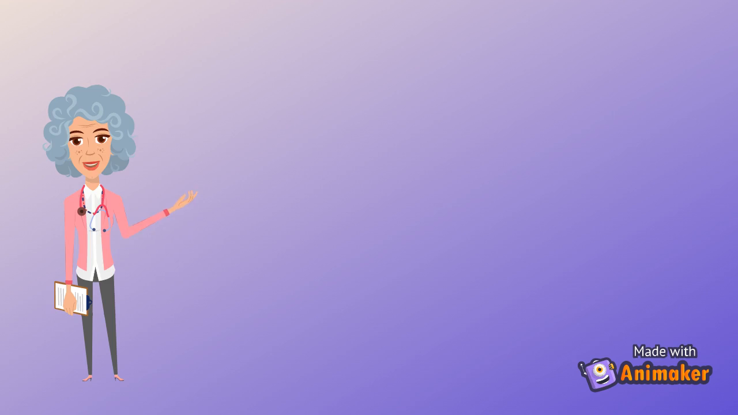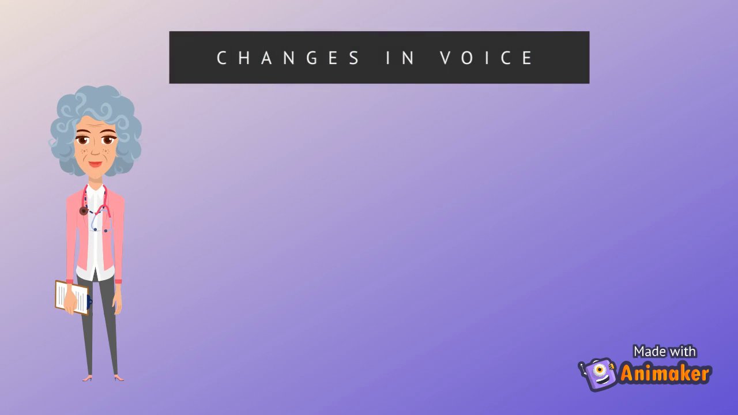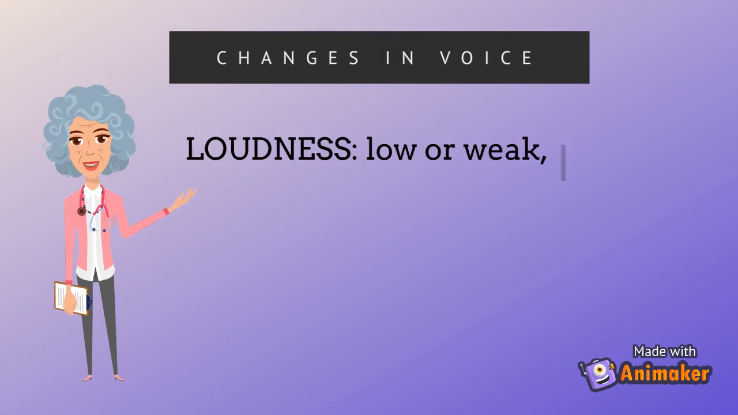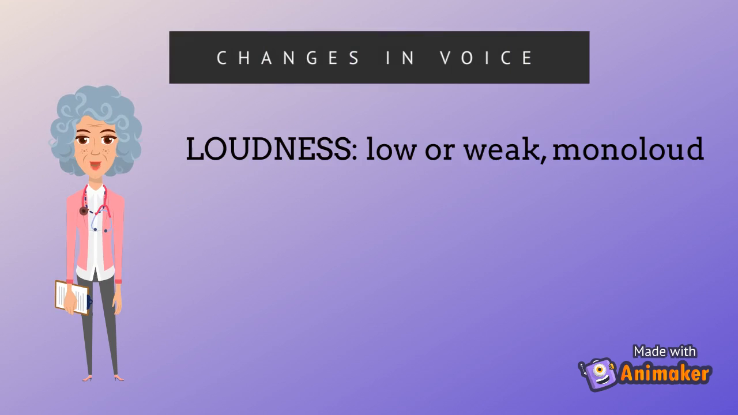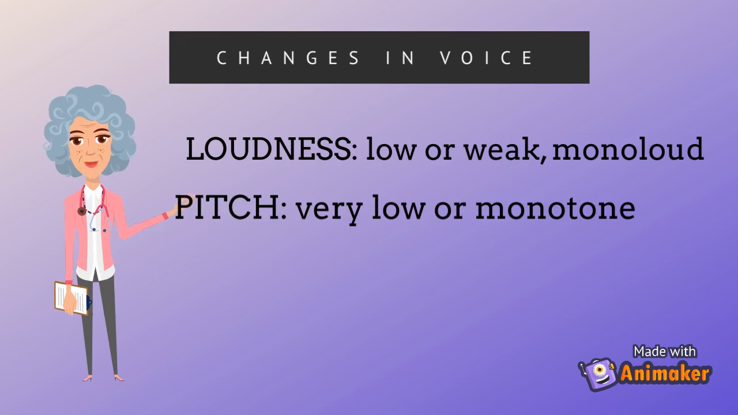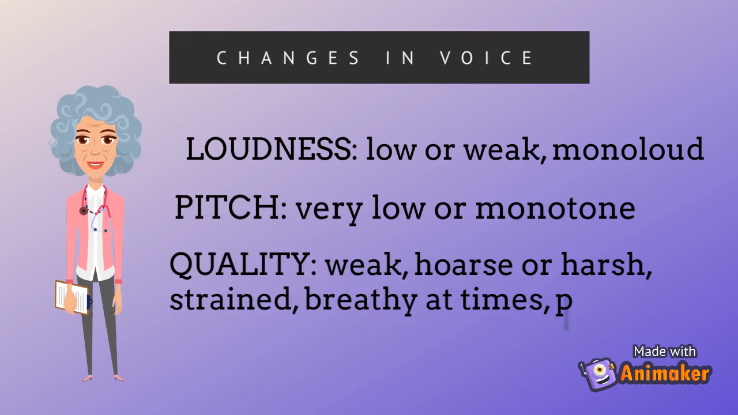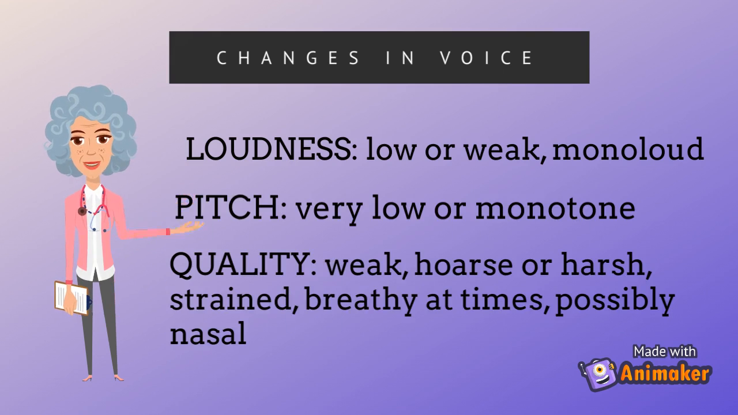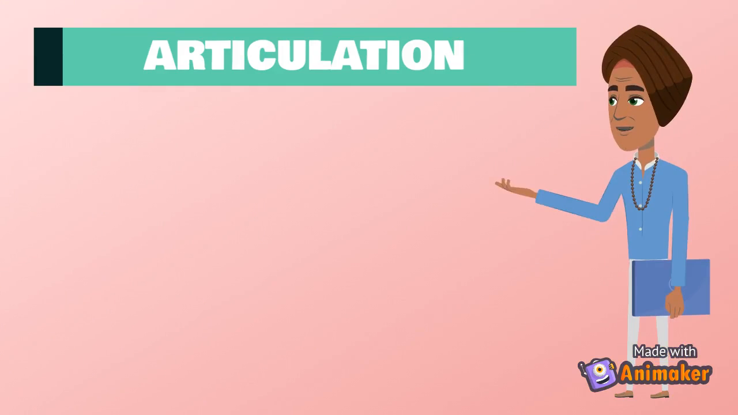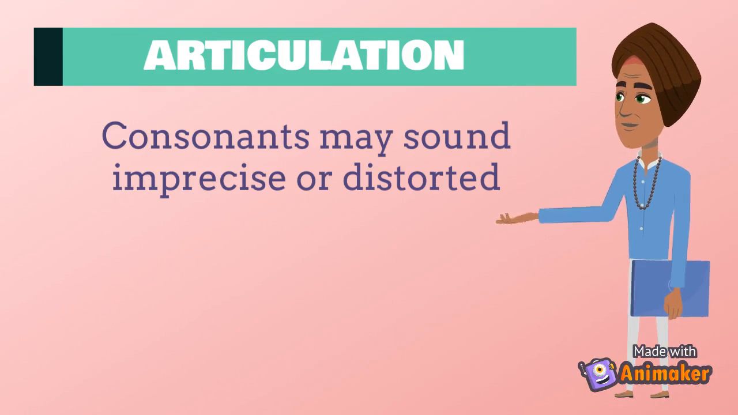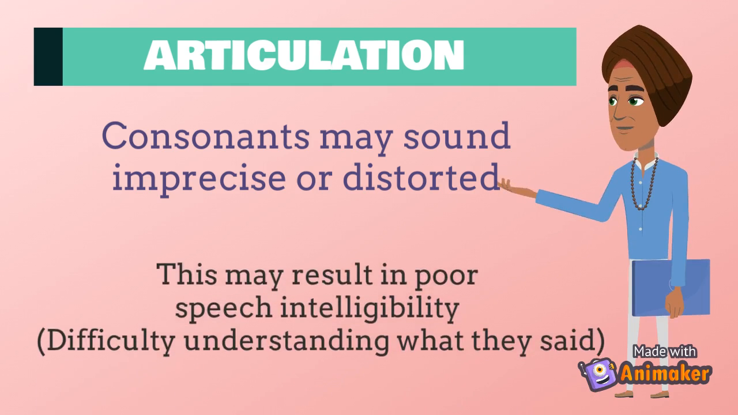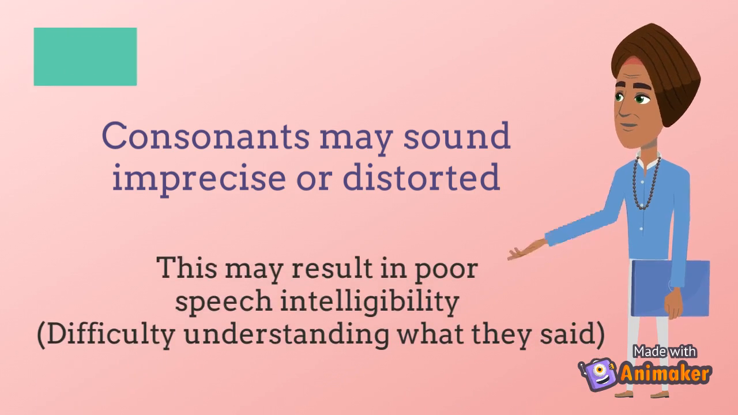Dysarthria also causes changes in a person's voice, so loudness may be low or weak and may be produced as monotonous, which would sound robotic or choppy. Pitch would be low, monotonous. Quality would be weak, hoarse or harsh, strained or strangled, with some intermittent breathiness, or even possible nasal speech quality. As for articulation, consonants may be imprecise and distorted. Therefore, a person may have poor speech intelligibility.